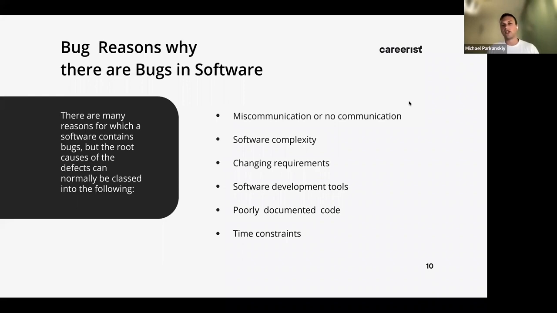Poorly documented code. So when developers write code, they make notes within the code about what each piece of code does. And so sometimes they don't leave very good notes. They might not leave any notes. And for example, let's say a developer wrote this piece of code that does something very important.